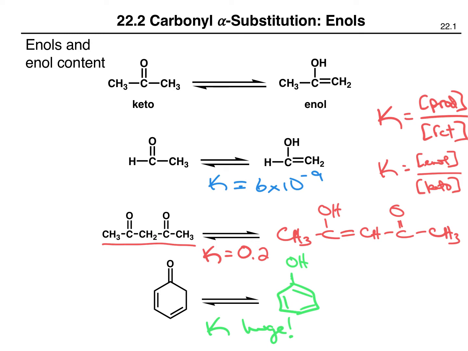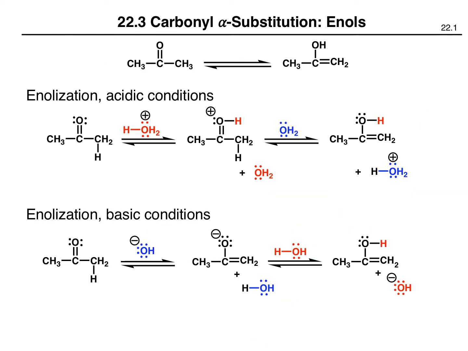So how does enolization happen? Under neutral conditions, the reaction happens, but it's very, very slow. Under acidic or basic conditions, the reaction happens a lot faster. So we're going to take a look at the mechanism, first of all, under acidic conditions. So the carbonyl oxygen of our ketone can grab off a proton from H3O+, put those electrons back onto the oxygen, giving us a protonated ketone plus some water.